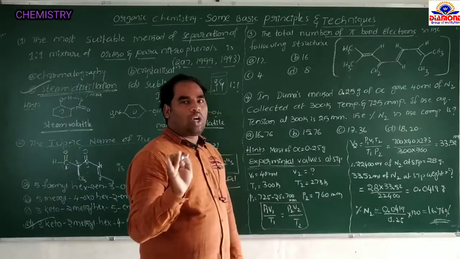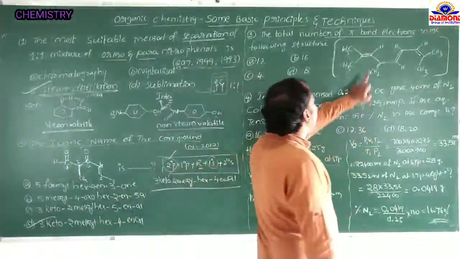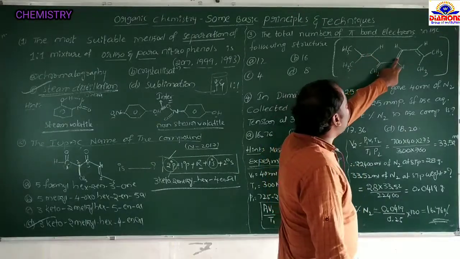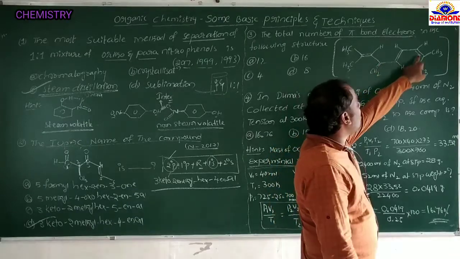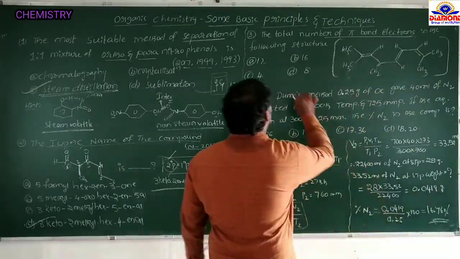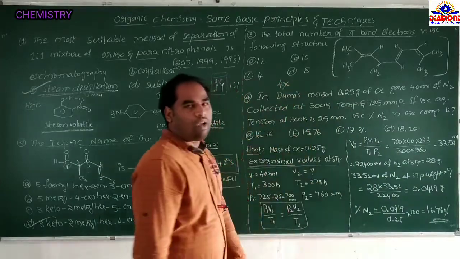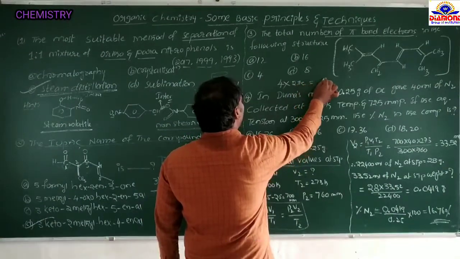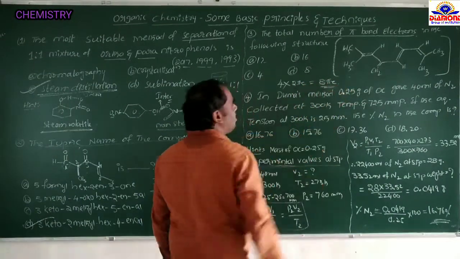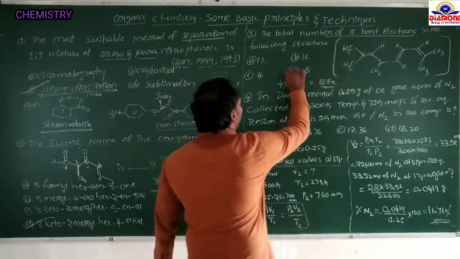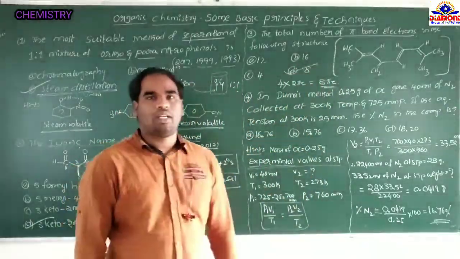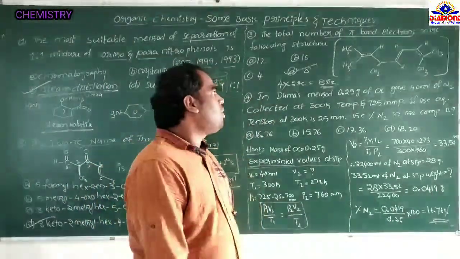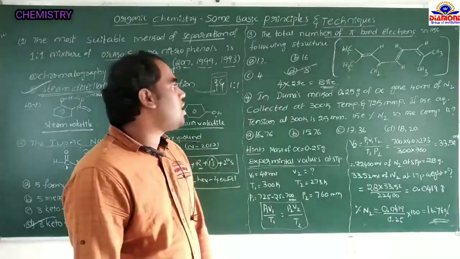Here, first we have to count the number of pi bonds. In the double bonds, one is sigma and another one is a pi bond. Pi bond 1, pi bond 2, pi bond 3, pi bond 4. So the total number of pi bonds is 4. One pi bond contains 2 electrons. Therefore 4 into 2, 8 pi electrons are present in that molecule. So therefore option D. Sometimes students are given simple questions like this also, so we have to focus on these kinds of questions also.